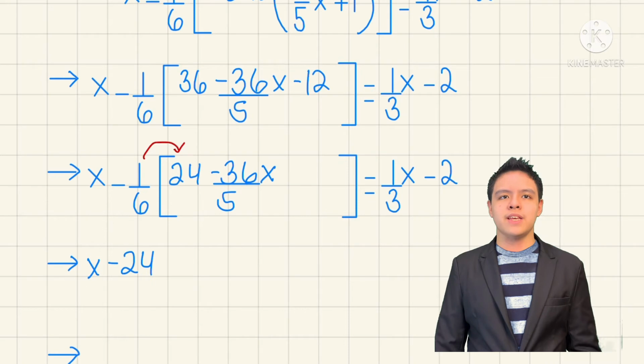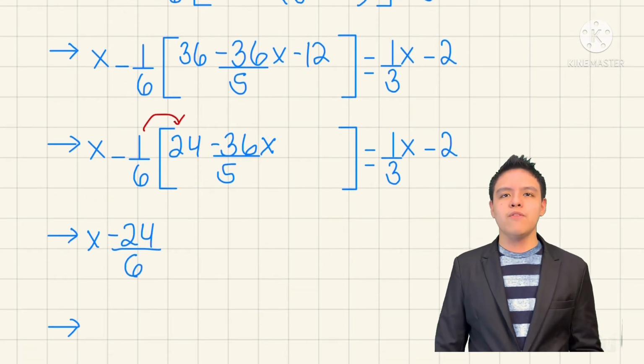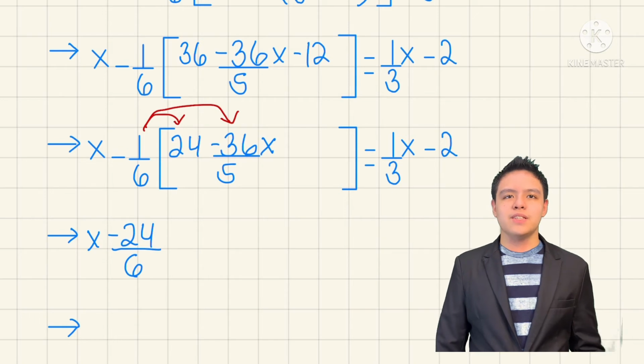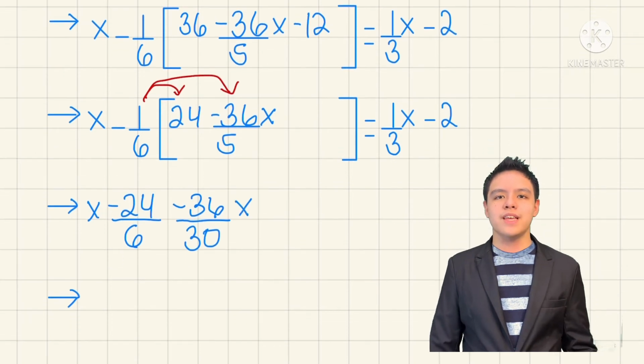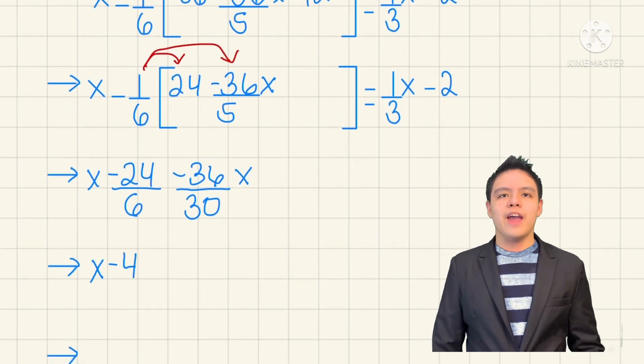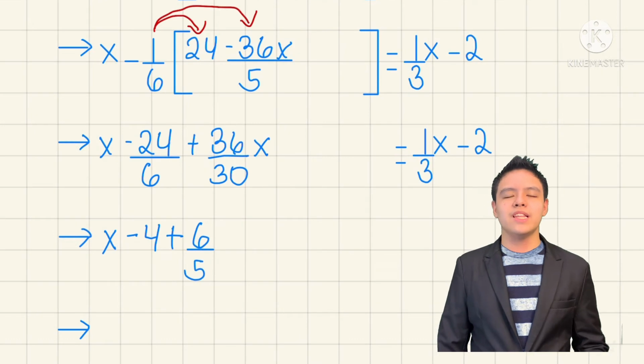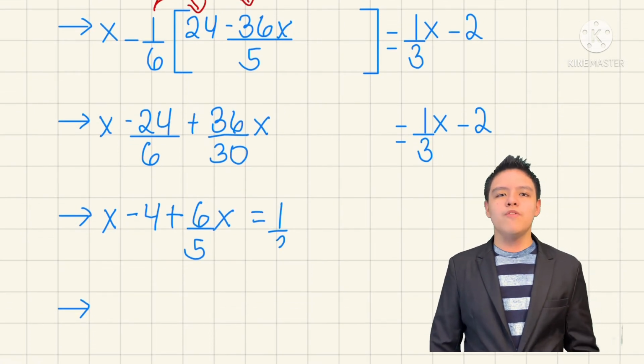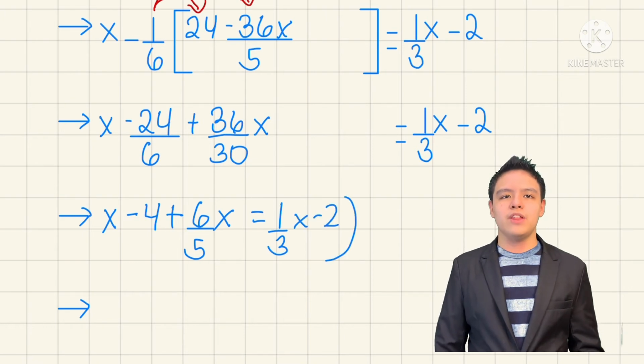Negative 1 over 6 times 24 is negative 24 over 6. And 1 over 6 times negative 36 over 5x is 36 over 30x. We can simplify negative 24 over 6 to negative 4 and 36 over 30x to negative 6 over 5x. And now, we will remove the fractions by multiplying 15 to both sides.